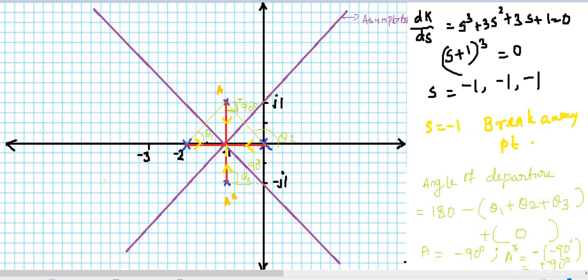So in these type of problems, this will meet at minus 1, and from here we already have 4 asymptotes. It will go to infinity asymptotically along these asymptotes. So here you can see that the breakaway point and centroid are the same. That means, since the centroid and breakaway point are the same, the path of the root locus will be through the asymptotes.